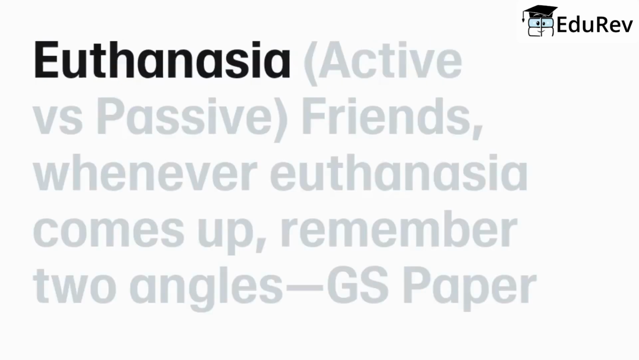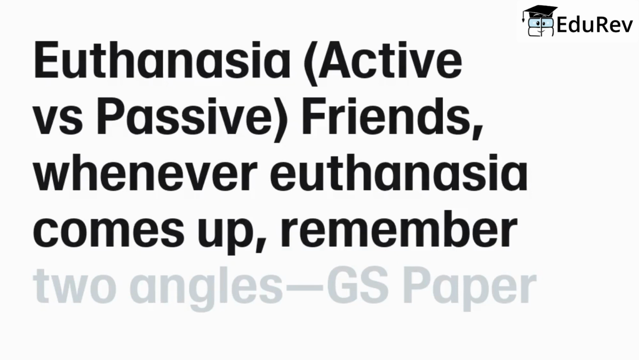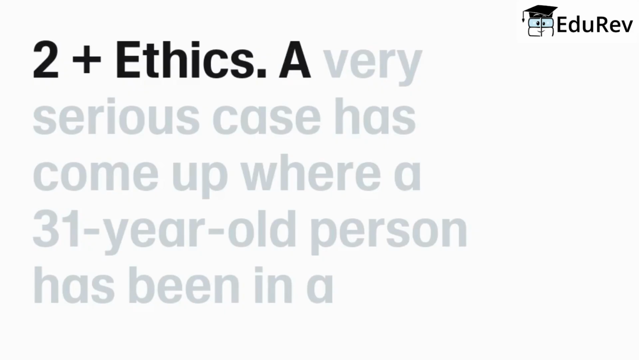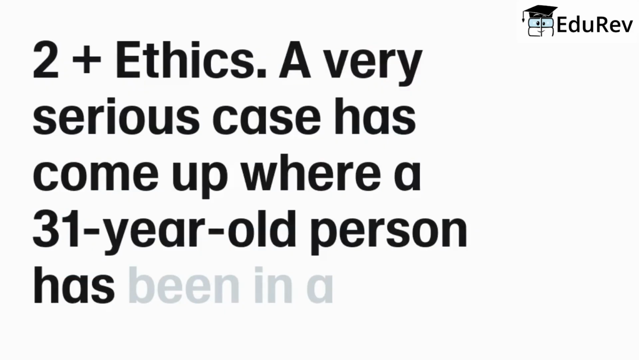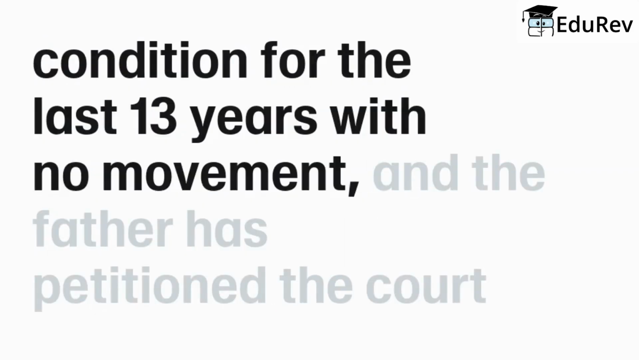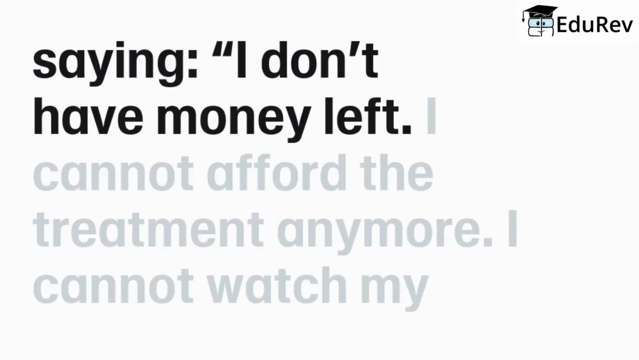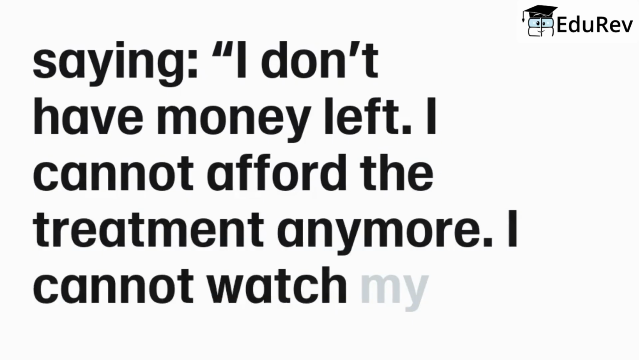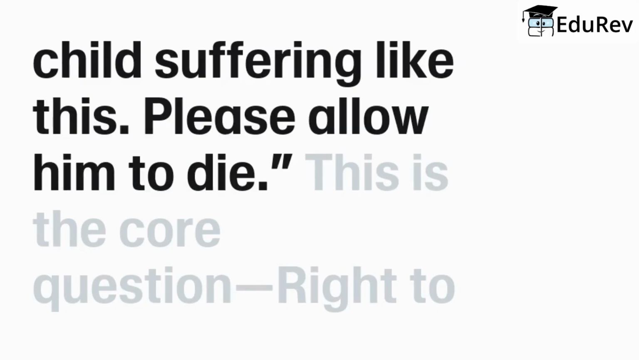Let's begin. Euthanasia. Friends, whenever euthanasia comes up, remember two angles: GS Paper 2 plus ethics. A very serious case has come up where a 31-year-old person has been in a condition for the last 13 years with no movement. And the father has petitioned the court saying, I don't have money left. I cannot afford the treatment anymore. I cannot watch my child suffering like this. Please allow him to die.